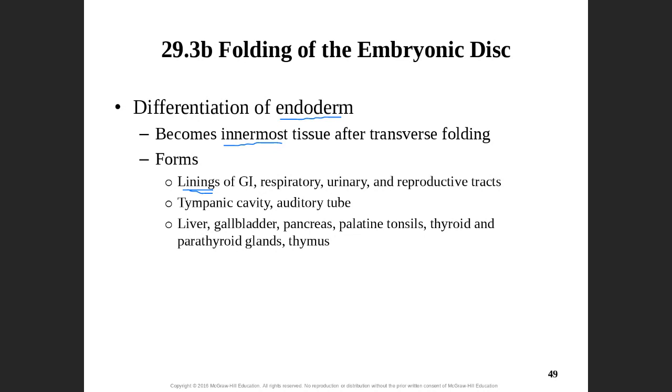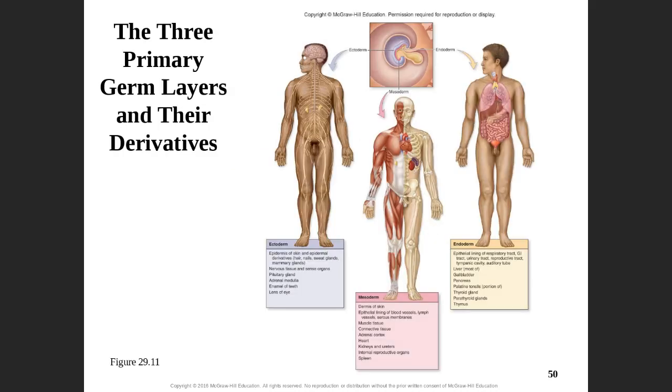We'll also get the tympanic cavity and the auditory tube. And then we have a couple organs that are derived from the endoderm: liver, gallbladder, and pancreas. And if you notice, all three of those have a role in GI. Then we have the palatine tonsils, and then a couple glands here: the thyroid gland, the parathyroid glands, and the thymus.